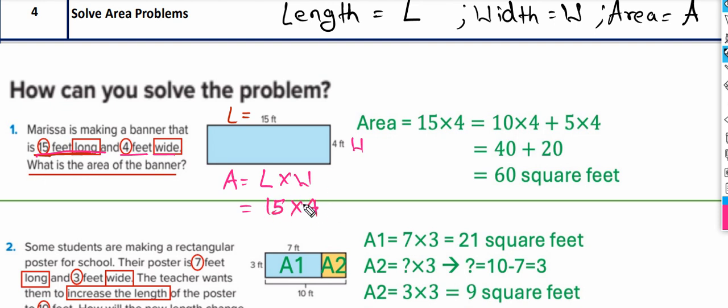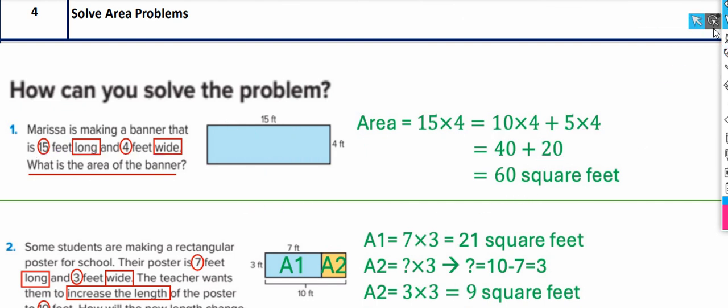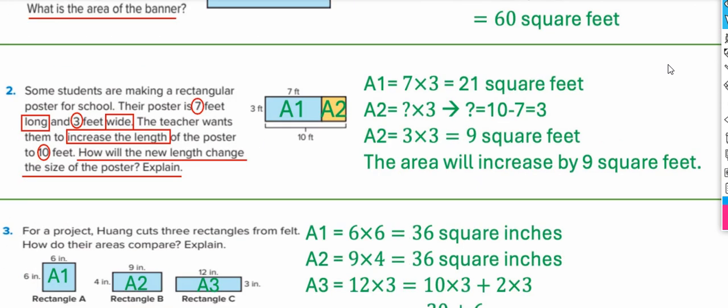And if you cannot solve 15 times 4, then you have to break this number. How you will break this number? 15 is 10 plus 5. Now you can do 4 times 10 or 10 times 4 plus 4 times 5 or 5 times 4. Okay, just add them together as shown here and you will get your answer. Let's move on to the next question.